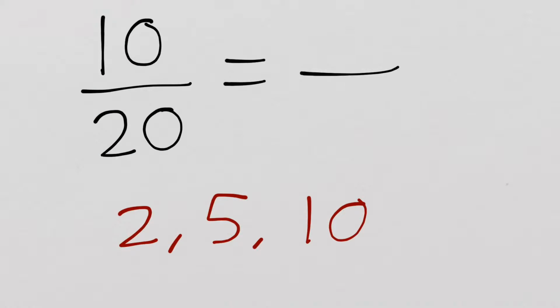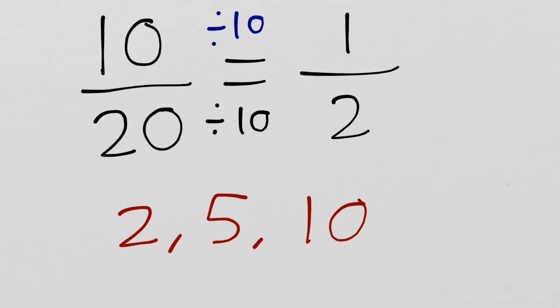So let's divide the top and the bottom by 10. So 10 divided by 10 is, of course, 1, and 20 divided by 10 is 2. So 10/20ths simplifies into 1/2. And that is how we can simplify fractions, by dividing the top and the bottom by the same number.